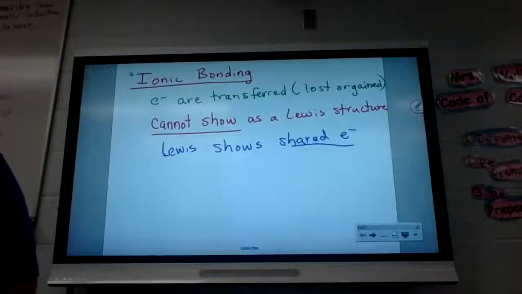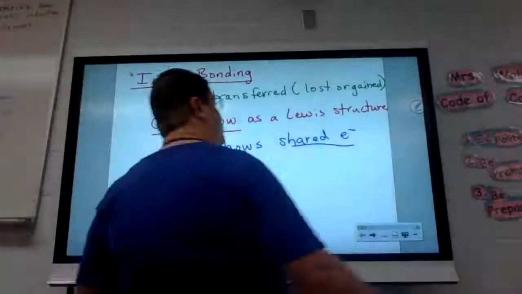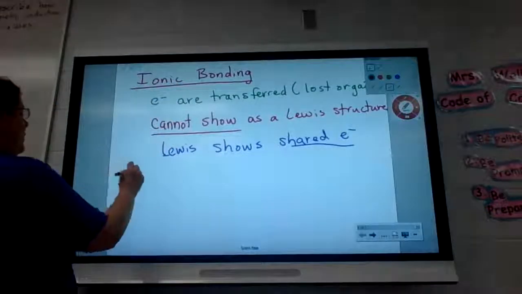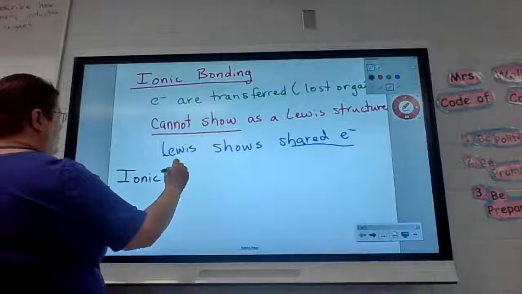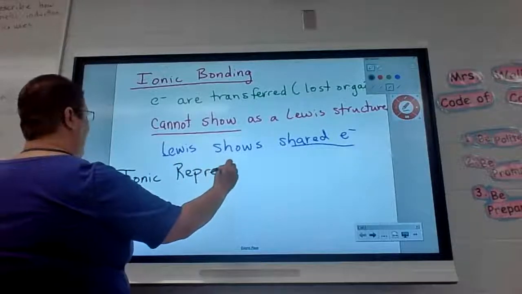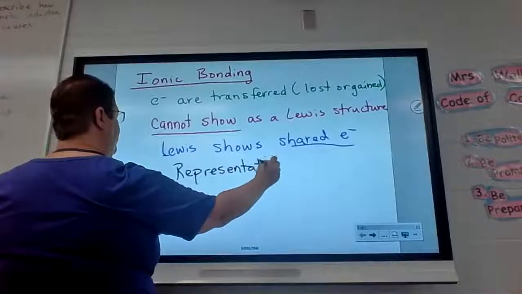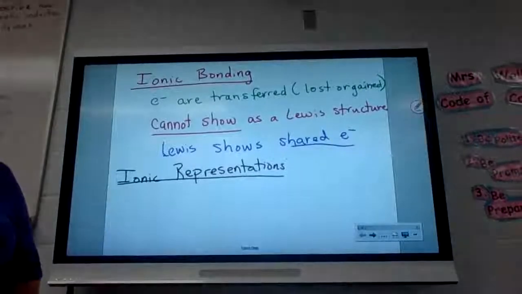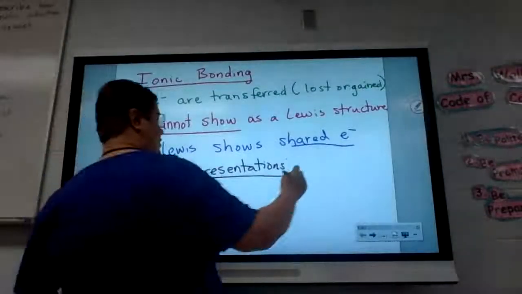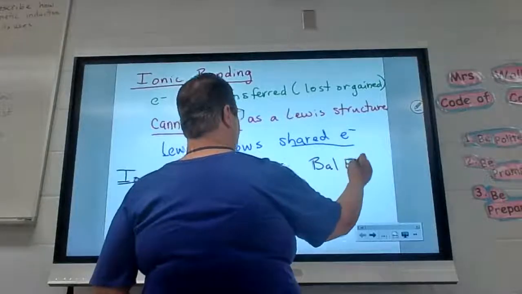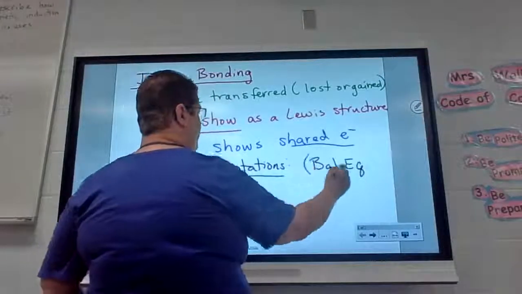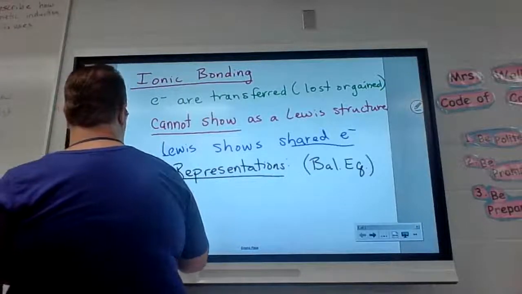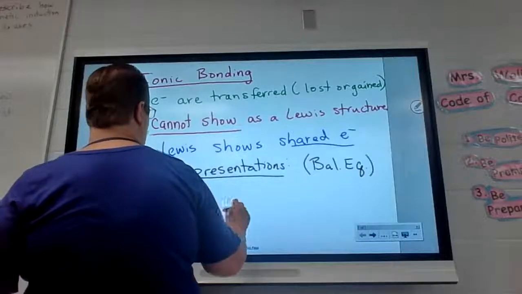So, how are we going to do this? Well, we sort of illustrate this with, it's like a balanced equation. All right, so we call these ionic representations. Doesn't really have a name. All right, doesn't have a name per se, but it looks sort of like a balanced equation. So I put that there to sort of give you an idea of what it looks like. So let's say that we're going to draw Na plus Cl, so sodium chloride.